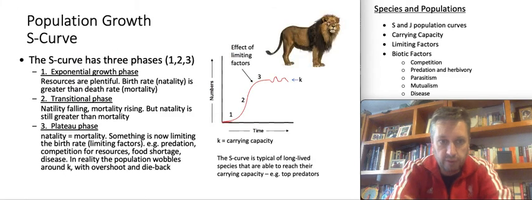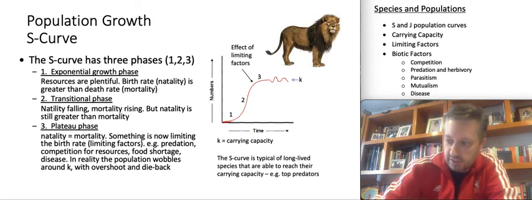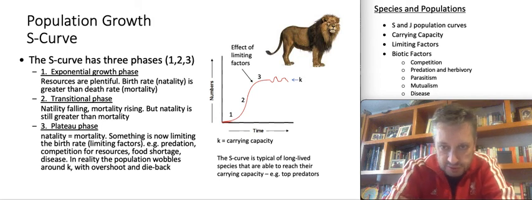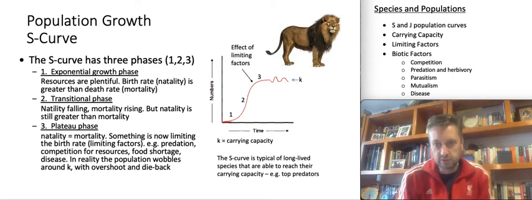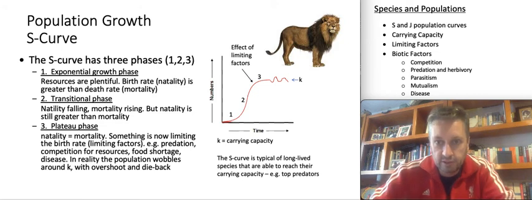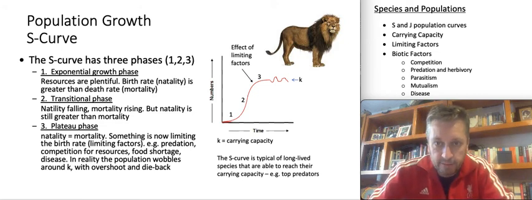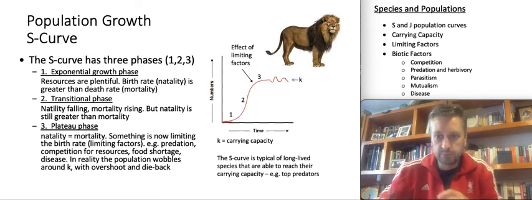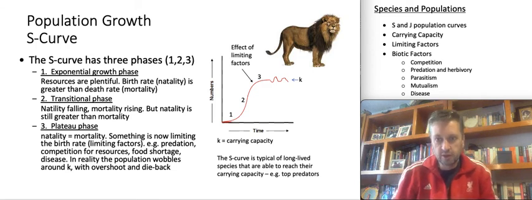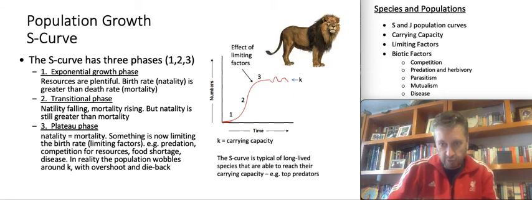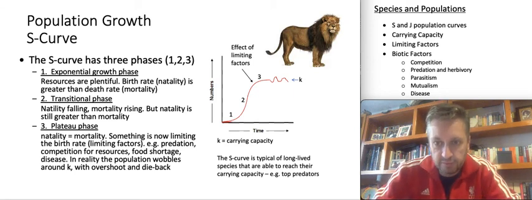Okay, moving swiftly on. This is an S-shaped curve. For obvious reasons, it looks like a letter S. An S-shaped curve is associated with long-lived species, mammals, top predators especially. So basically species that put their effort into a low rate of reproduction. They have few babies and they give a lot of care to those babies.